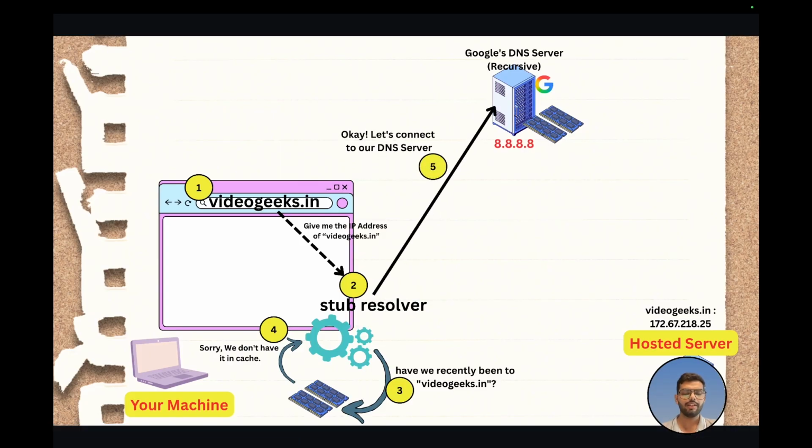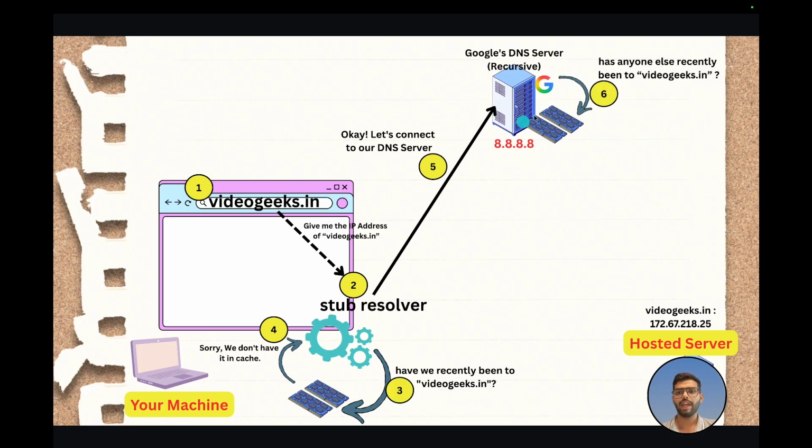And let's now see what will happen if you don't have the IP address in this stub resolver. So after that, your machine will connect with the DNS server, let's say Google's DNS server, which is called a recursive DNS server. It is called recursive because it will recursively try to fetch the IP address for the domain name you are querying for. Your request is going through the internet to Google's DNS server.